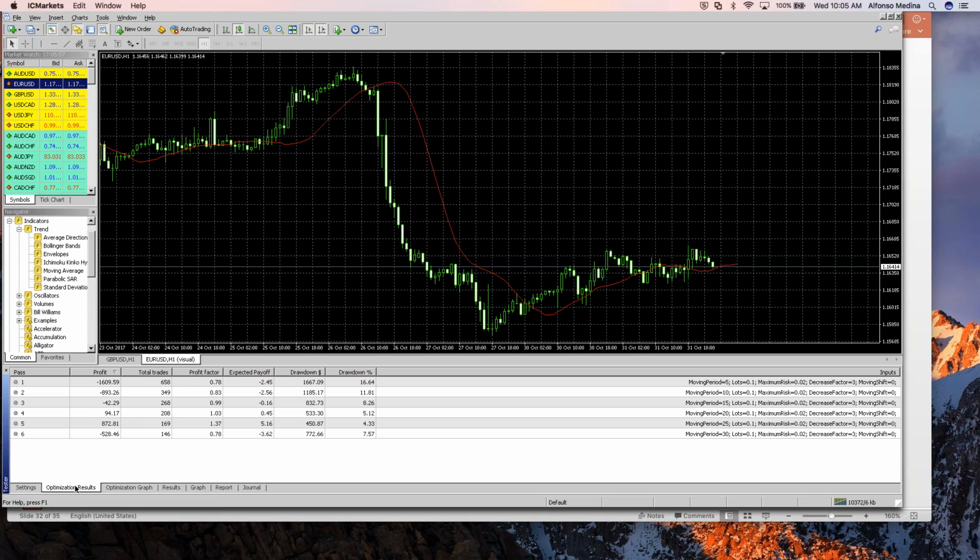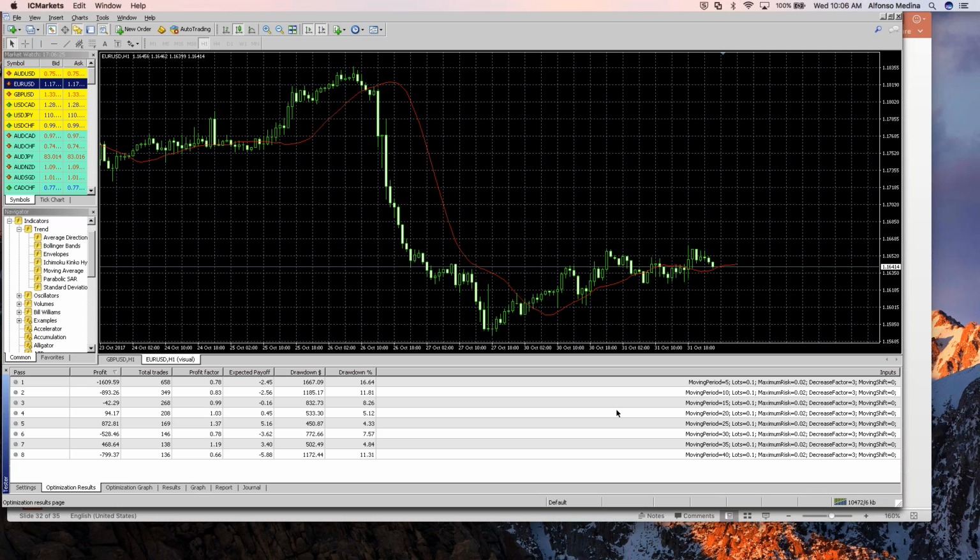So now we can see here the results of different combinations. With a moving period of 5, we see that we have a loss of 1,600. Then with a moving period of 10, we have a smaller loss. Here's where it starts to get positive, with a moving period of 20.